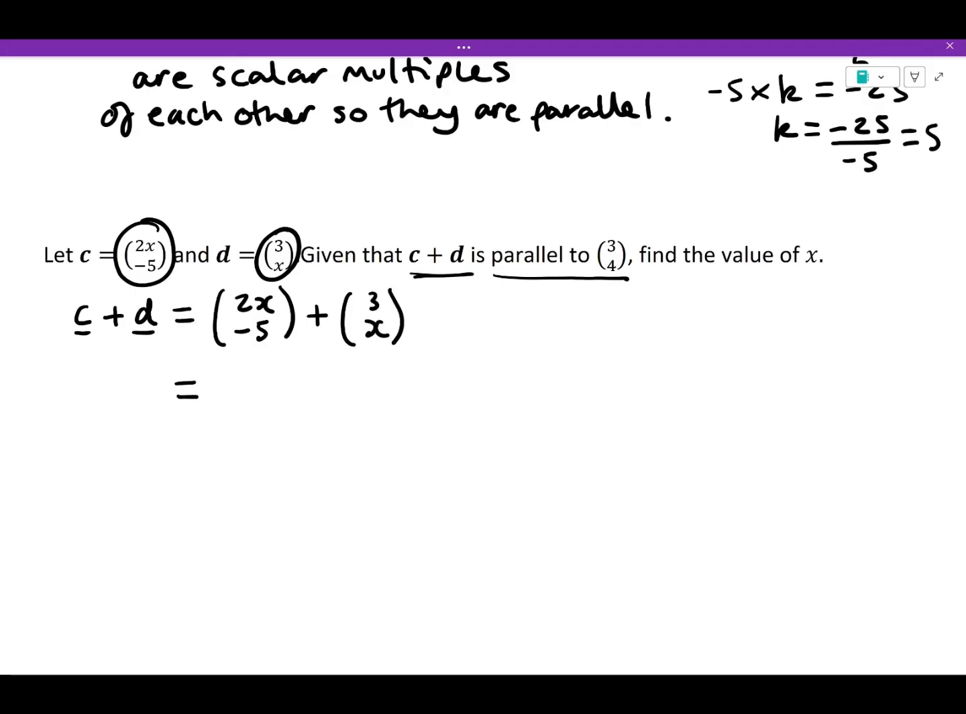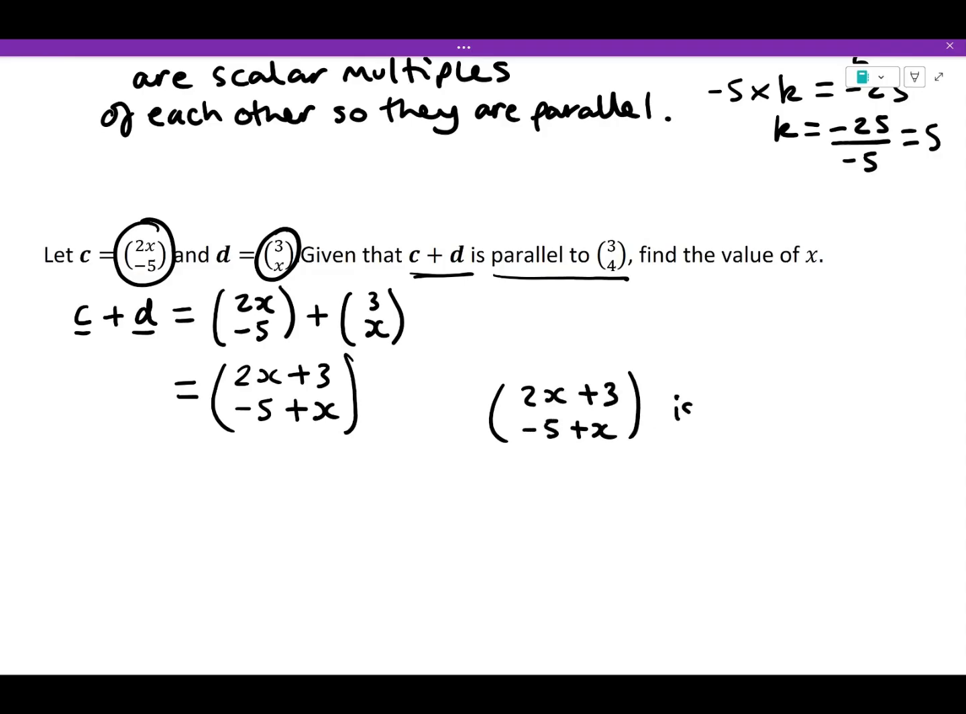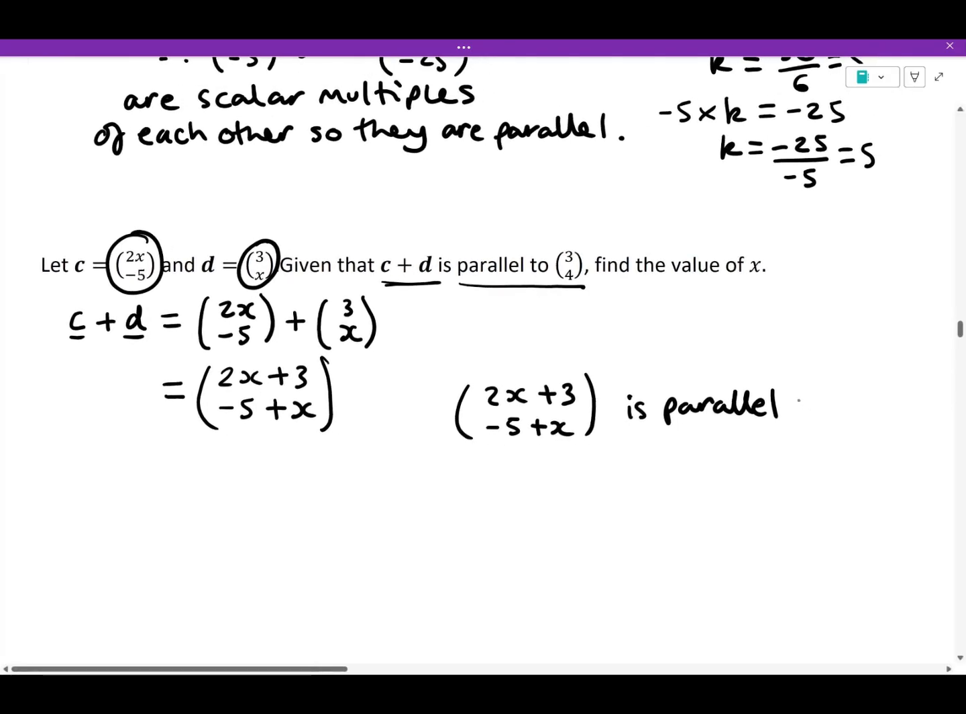Now I want to write this as a single column vector, so let's add them together. If we add our horizontal components, we get 2x plus 3. Add our vertical components, we get -5 plus x, like that. And the idea is this vector here, 2x plus 3 and then -5 plus x, is parallel to our other vector given in the question, so the (3, 4). Okay, so we can't set them equal to each other, because they're not necessarily equal to each other. We're just told that they're parallel to each other.